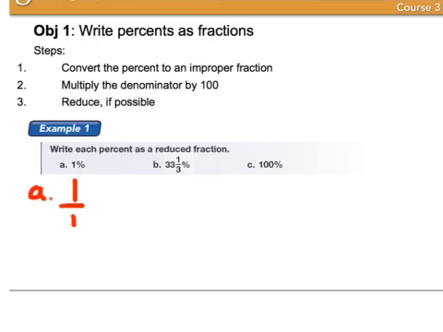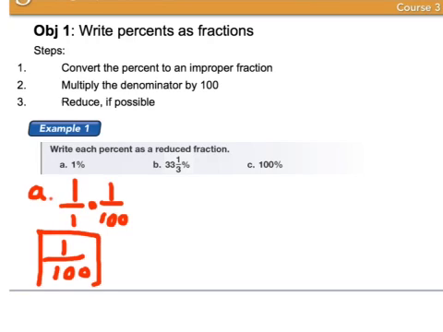Then I'm going to multiply the denominator by 100. Okay, so I'm going to multiply this number by 1 over 100. Well, on the top, 1 times 1 is 1, and 1 times 100 on the bottom is 100. Then we're going to reduce if possible. It's not possible to reduce 1 over 100, so we're done. Okay? Let's try the second example. Example B.